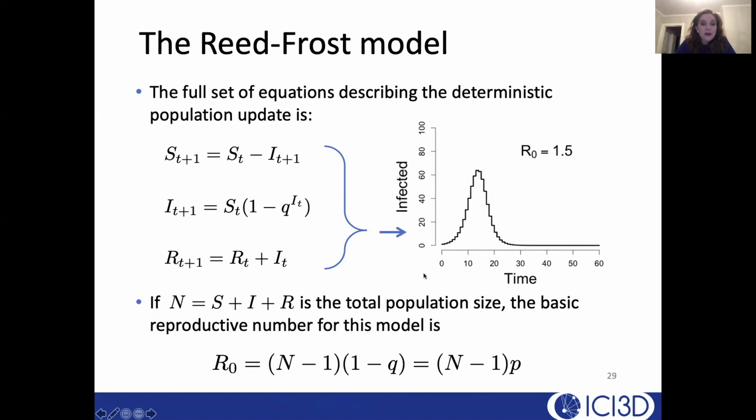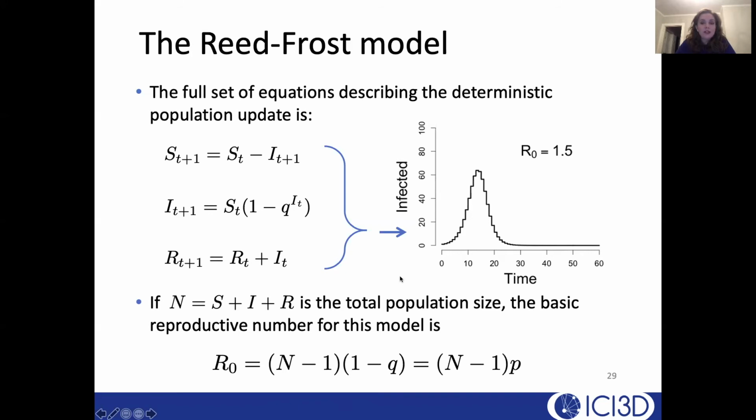So here I've also included a simulation of this deterministic system for a reproductive number of 1.5. So that reproductive number is greater than 1, so there is an epidemic. This is the same epidemic that will happen for this initial condition and these parameter values every time, since it is a deterministic model based on the average or expected updates.